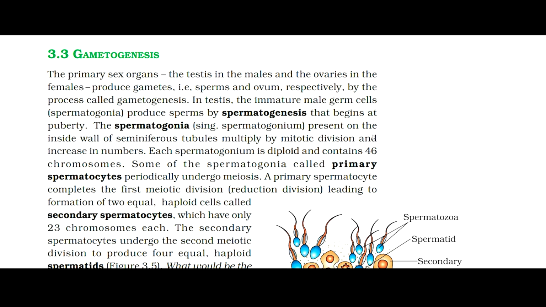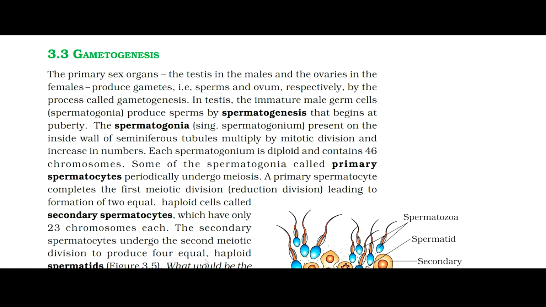Some of the spermatogonia, called primary spermatocytes, periodically undergo meiosis. A primary spermatocyte completes the first meiotic division, which is the reduction division, leading to the formation of two equal haploid cells called secondary spermatocytes, which have only 23 chromosomes each. The secondary spermatocytes undergo the second meiotic division to produce four equal haploid spermatids, which is given in figure 3.5. What would be the number of chromosomes in the spermatids?